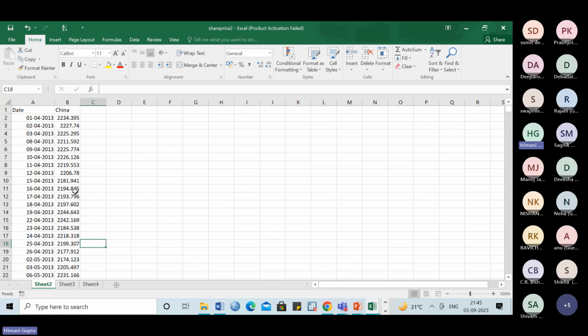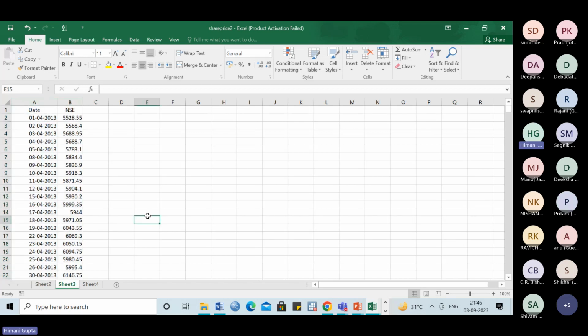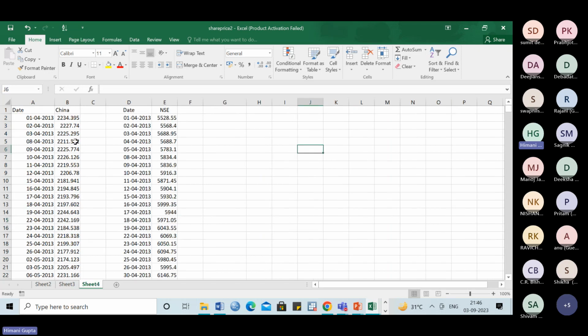Now your first sheet represents all the dates on which the stock market of China is working. Your third sheet has all the dates on which the Indian stock market, NSE, is working. Now in the fourth sheet, what I did is copy and paste all the dates of China and all the dates of NSE. So now you are able to observe it.